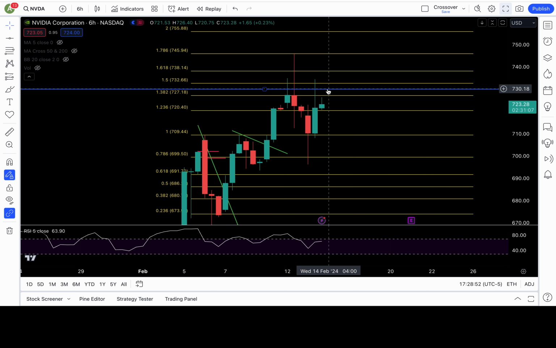If it clears 727, 730, 732.6, 734, 730, wait, not 734, yeah, it is 734. Damn it. 738 and possibly up to 746 are in play. But it's got to clear 727 to be bullish. If we break down 720.4, that's a bearish sign, guys.